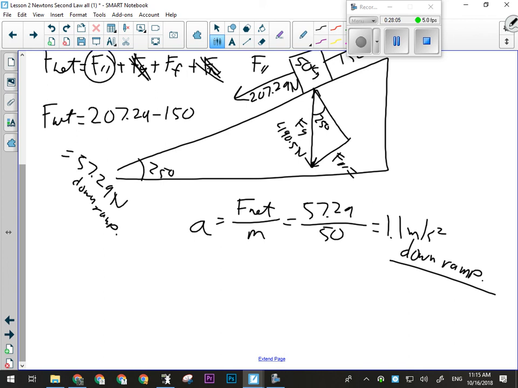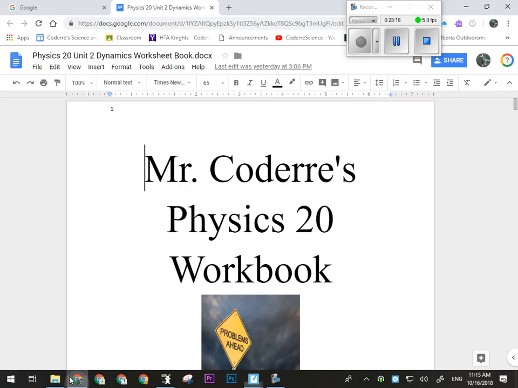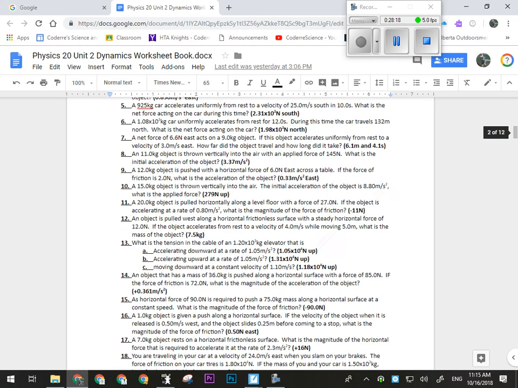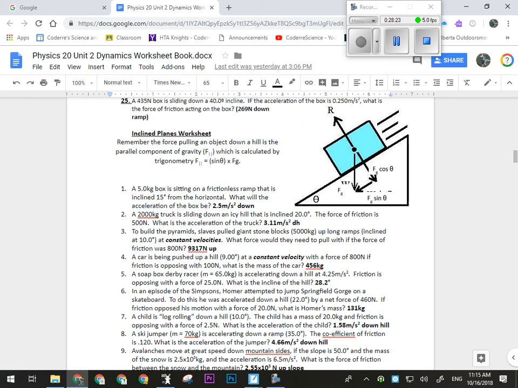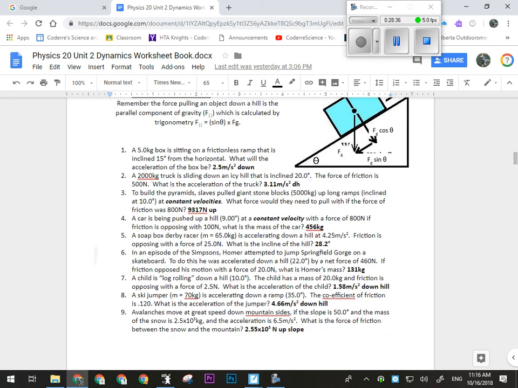All right, so I want to finish up, working on not the one from yesterday, but there's actually another worksheet that has some vector problems on it on one side and inclined plane questions on the other side. You can see here it says inclined planes worksheet. Every question on there is an inclined plane because inclined planes are great Newton's second law questions. There's always an inclined plane question on the unit exam. There's usually one on the final exam too. So there's a whole sheet on inclined planes.